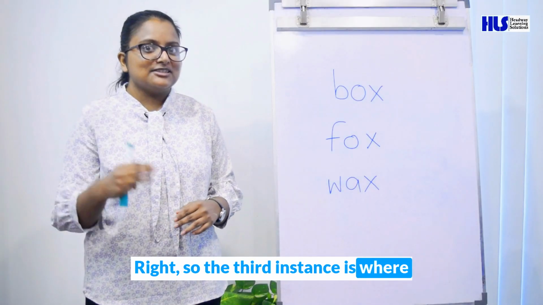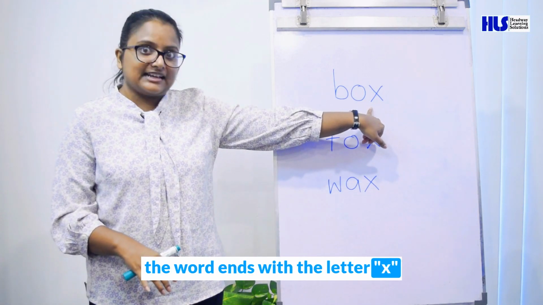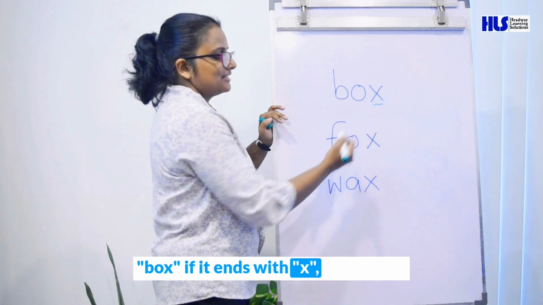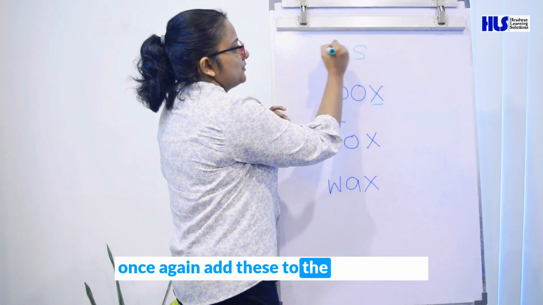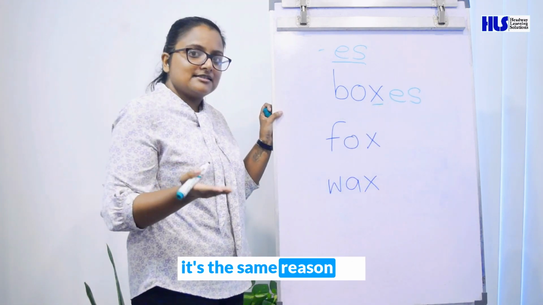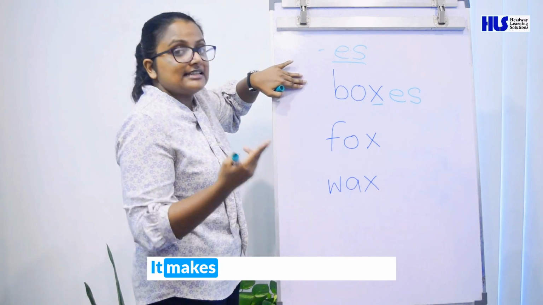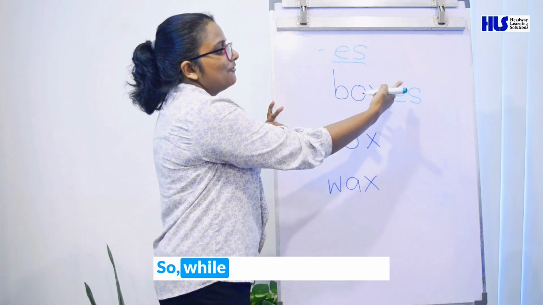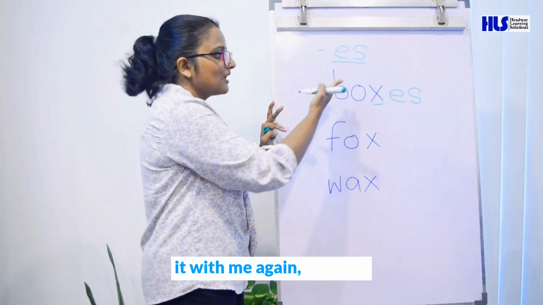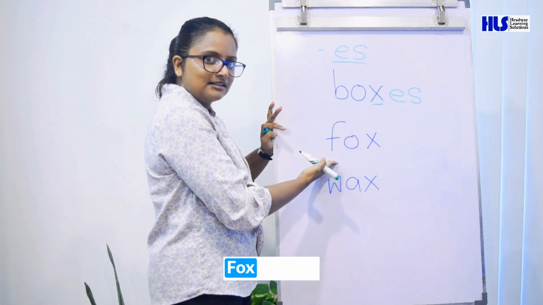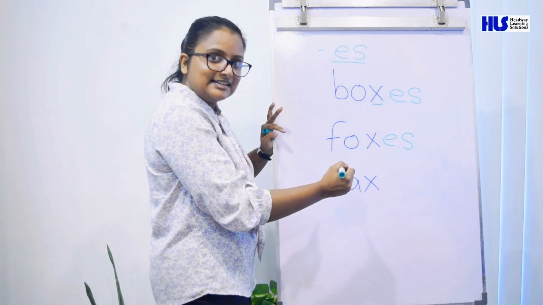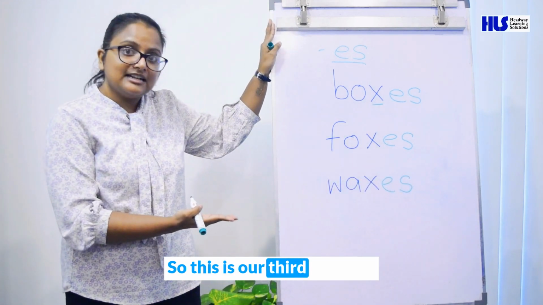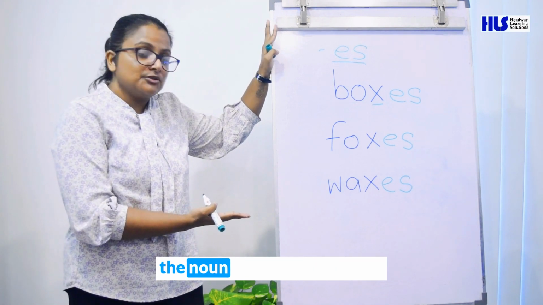Right. So the third instance is where the word ends with the letter x. Let's see, there are three words. First one, box. If it ends with x, we have to once again add es. Boxes. It's the same reason as I said in the second instance. It makes it easier to pronounce. Look, box. Can you pronounce it? No. So, while adding e, now read it with me again. Boxes. Fox. Foxes. Wax. Waxes. So this is our third instance where we add es at the end of the noun to create the plural.